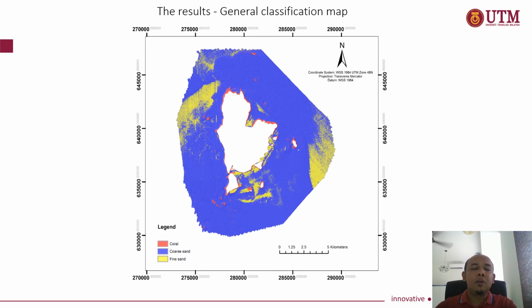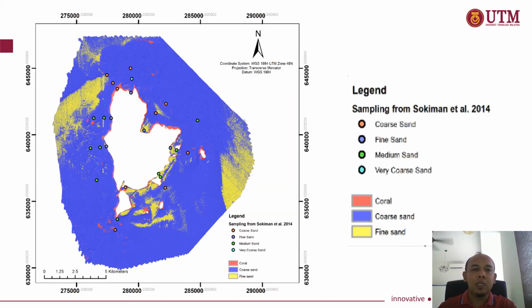This is the result of the classification map. Okay, the integration of this classification has produced a prediction of the corals, coarse sand, and fine sand for this whole area. This is the main product of the area.